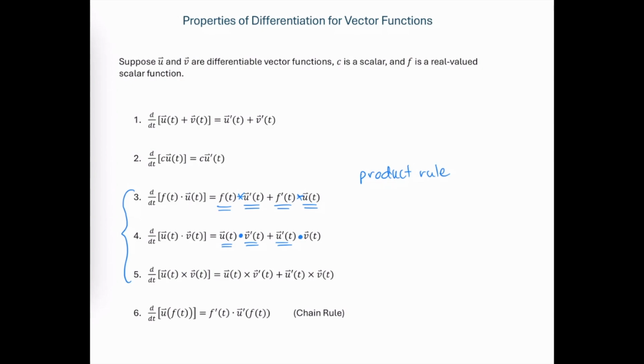Now this is a dot product because I've got two vectors that I'm multiplying together, or two vector functions. And then in number 5, I have the first cross the derivative of the second plus the derivative of the first cross the second. And all of these have the same basic pattern as the product rule from scalar functions.